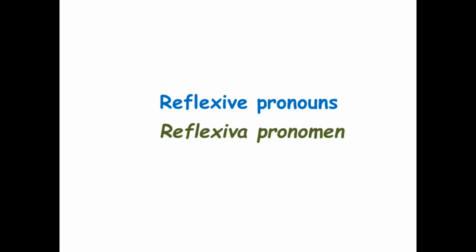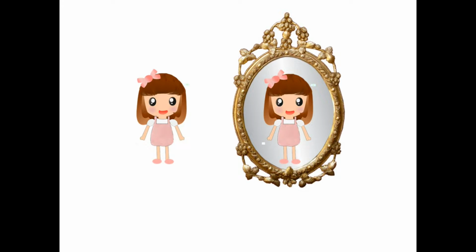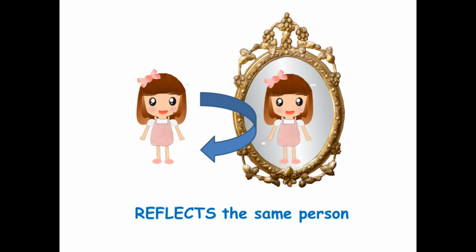In this lesson, we are going to talk about reflexive pronouns, in Swedish, reflexiva pronomen, again, reflexiva pronomen. Before we go deeper, I would like you to imagine that you are facing a mirror. Now, what can you see? Precisely, yourself. A reflection of yourself. The mirror reflects back the same person. Why am I talking about the mirror? It's because reflexive pronouns or reflexiva pronomen work the same way as the mirror.